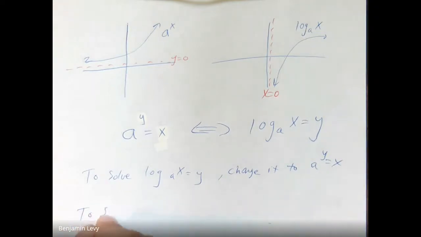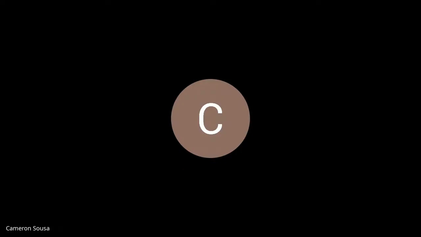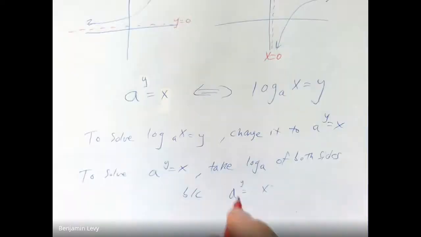If you want to solve a to the y equals x, you would take the log base a of both sides, because when you do that you get this. You push the paper up, I know I can't see it. There you go. When you take log base a of both sides, these things cancel, and then the y just comes right down.